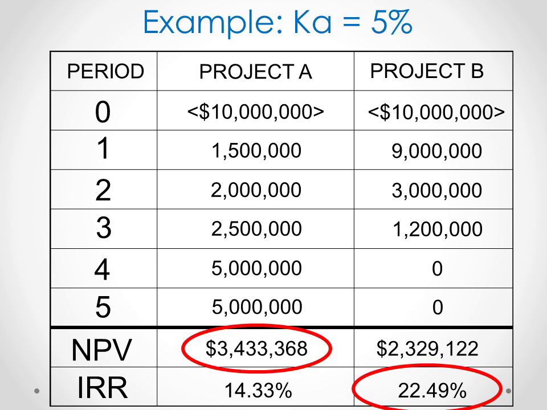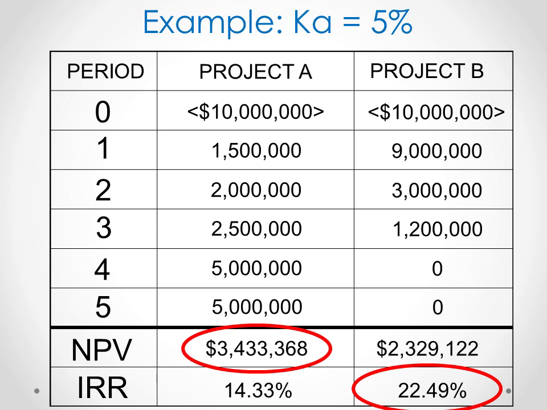If you want, you can go ahead and plug this into Excel. In fact, go ahead and do it. Go into Excel and put these cash flows. We have Project A and Project B. They each have an initial cash outflow of $10 million, and Project A has the following cash flows. In year 1, $1.5 million, year 2, $2 million, $2.5 million, $5 million, and $5 million.